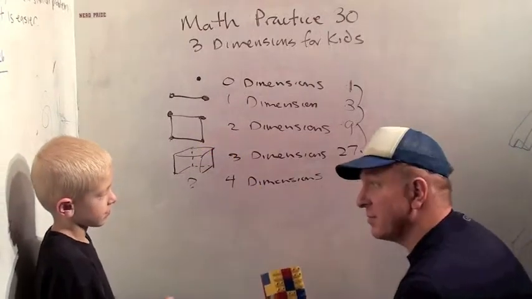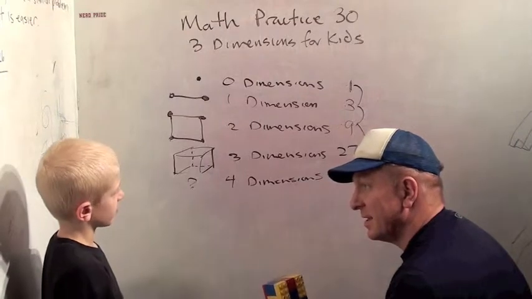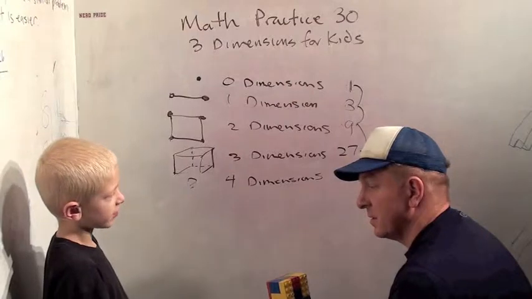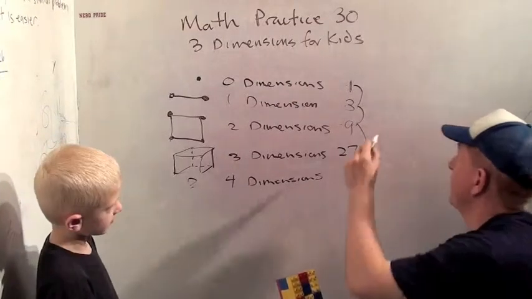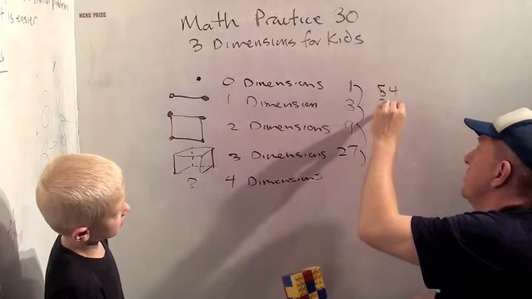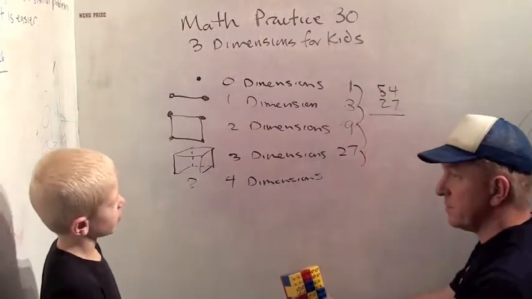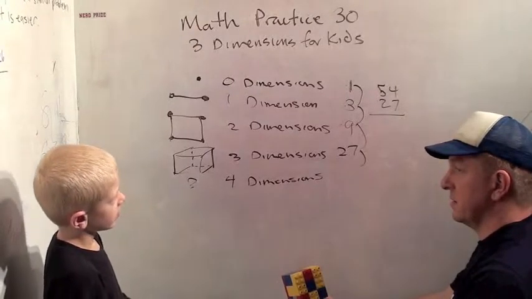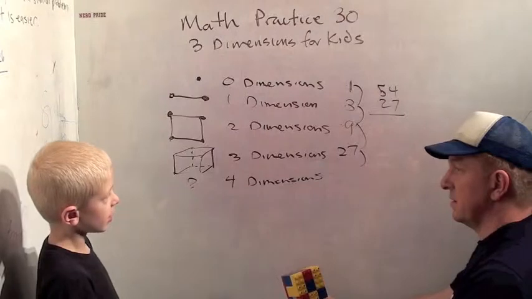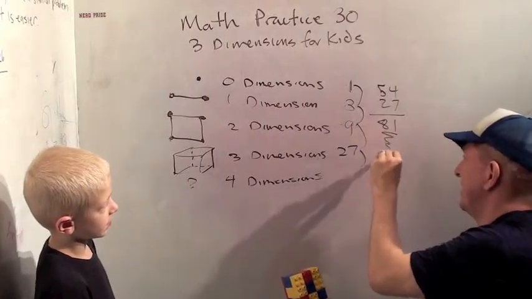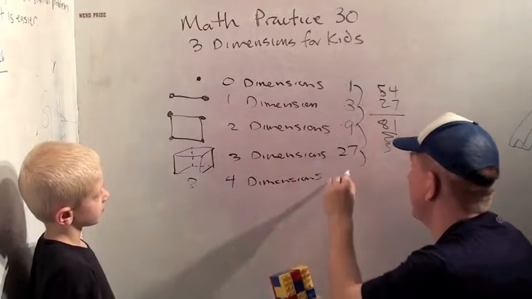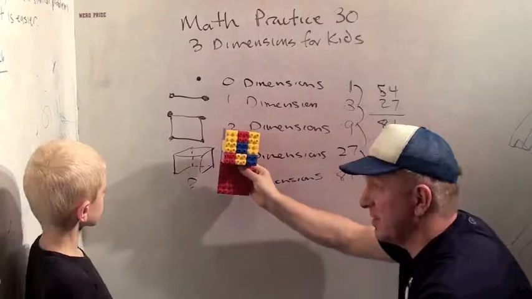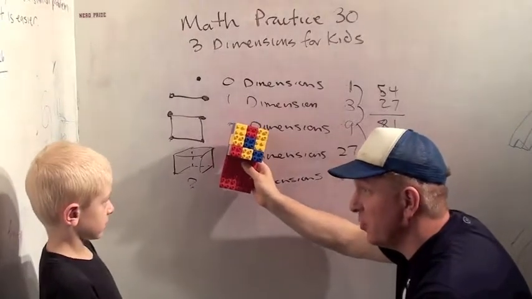Do you know what 27 times 3 is? 27 times 2 is 54. Alright, 27 times 2 is 54. And I do 54 plus 27. What's that? 54 plus 27 is 81. 81, very good. So if I had 81 Duplo blocks, if this pattern continued, maybe with 81 Duplo blocks I could make the secret 4-dimensional cube.